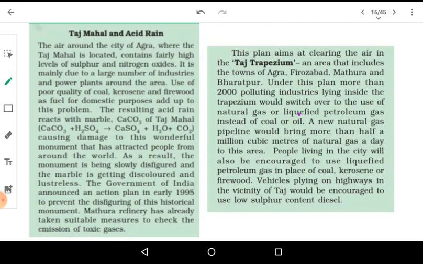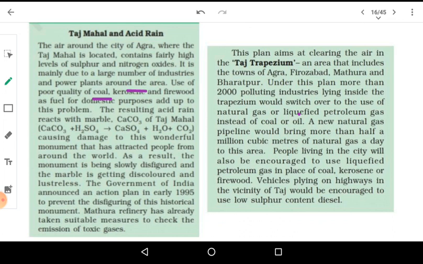So now we have a case study of the Taj Mahal and acid rain. The air around the city of Agra, where the Taj Mahal is located, contains fairly high levels of nitrogen as well as sulfur oxide. This is basically due to the large number of industries and power plants around the area. Use of poor quality coal, kerosene, and firewood as fuel for domestic purposes adds to this problem.